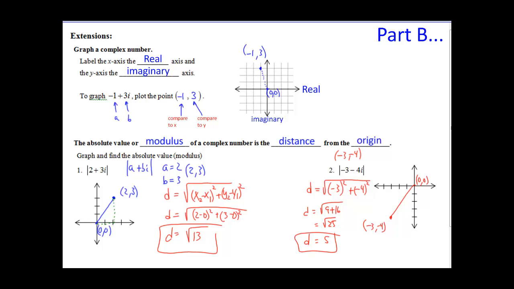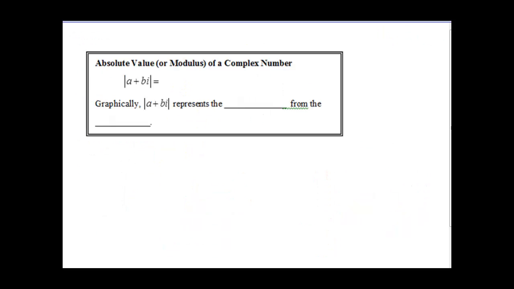Summing all this up: the absolute value or modulus of a complex number, graphically, the absolute value of a plus bi represents the distance from the origin. So we know it's the square root of a squared plus b squared, because (0, 0) is the origin.